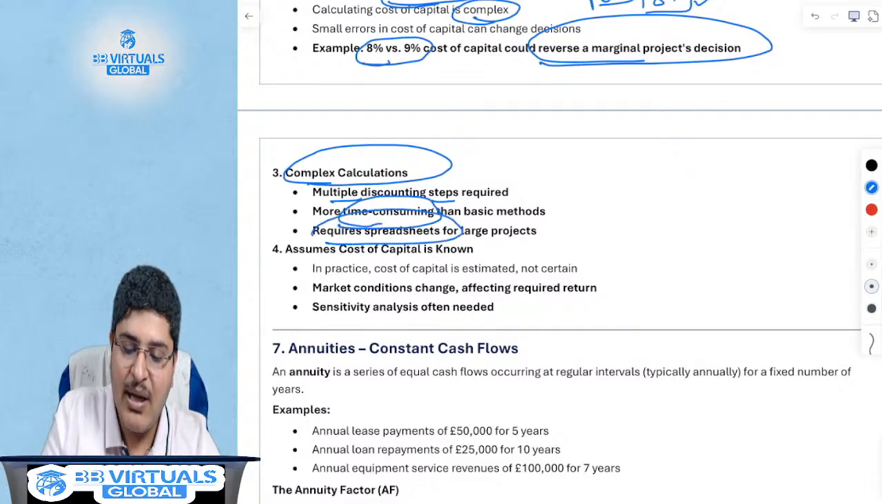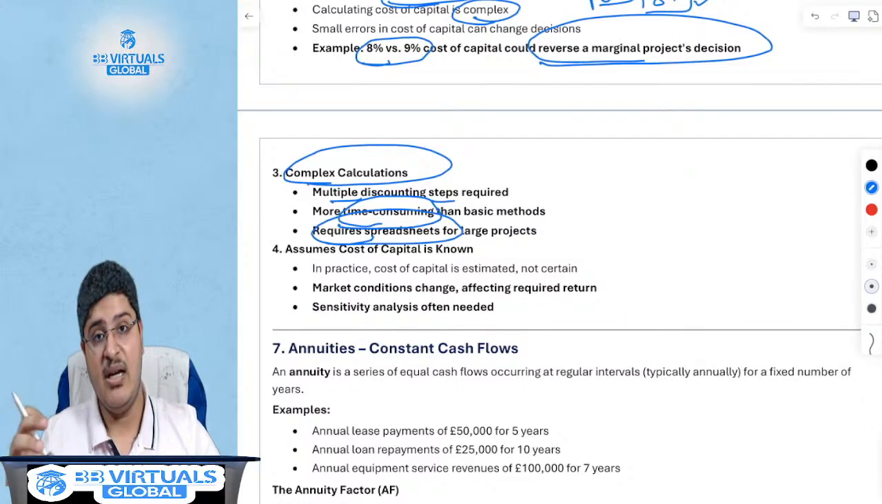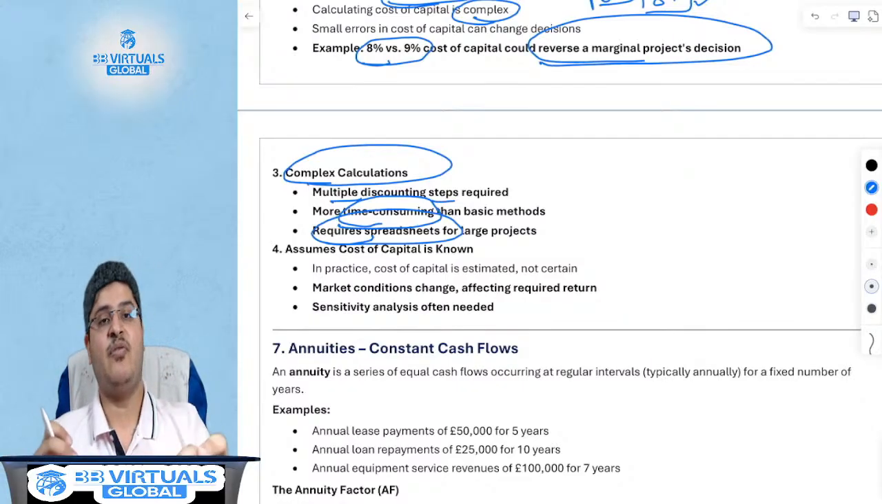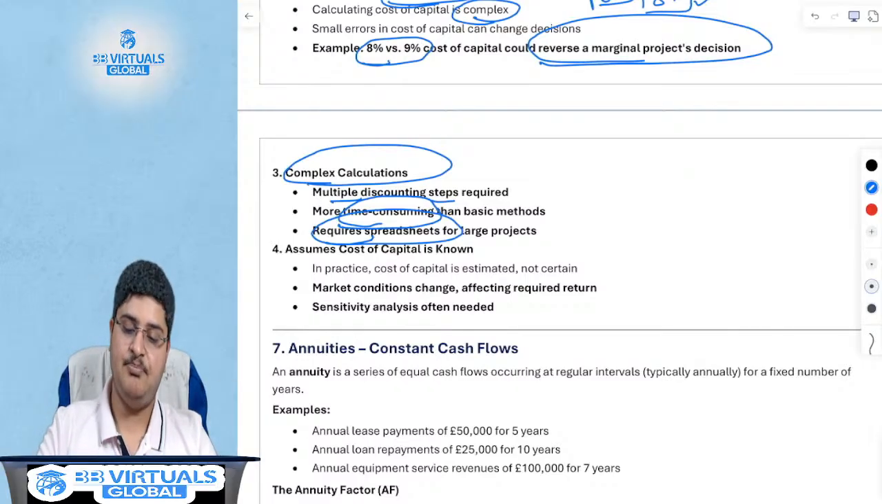And it requires spreadsheets for the larger projects. This is only 5 years, so you can do it easily on the calculator. But if it is 20 years with difficult numbers in terms of cash flows, then you will have to make use of a spreadsheet, let's say Excel.